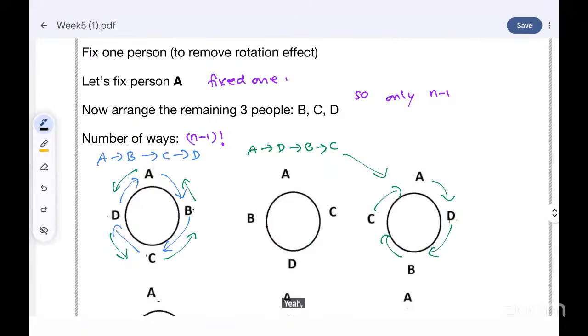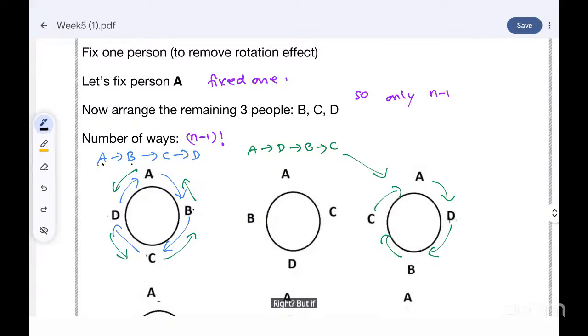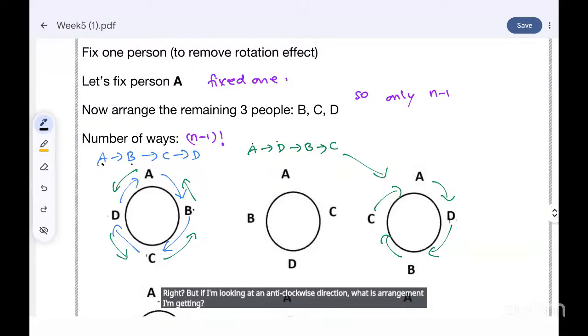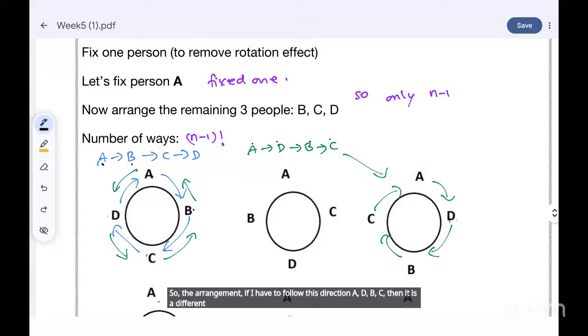Okay. So here, look at this arrangement starting from A. If I'm looking at clockwise, the arrangement goes like this: A to B, B to C, C to D. This is the arrangement, right? But if I'm looking at it in the anti-clockwise direction, what is the arrangement I'm getting? A to D, D to B, B to C. So if I follow this direction, A, D, B, C, then it is a different arrangement. It is not the same as A, B, C, D. You can clearly see these two are different, right?